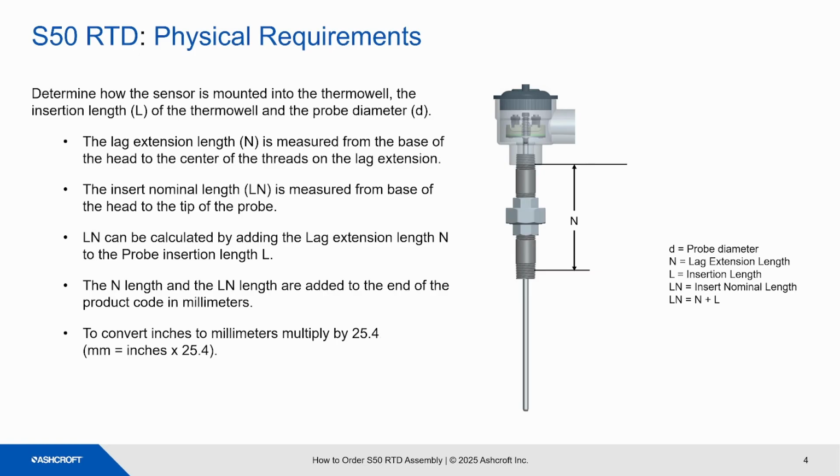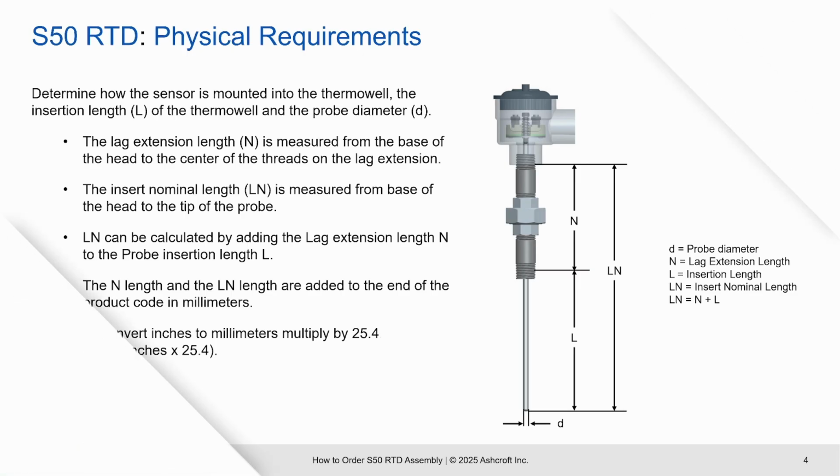The insert nominal length, which is labeled LN, is measured from the base of the head to the tip of the probe. The LN can be calculated by adding the lag extension length N to the probe insertion length L. The N length and the LN length are then added to the end of the product code in millimeters. Inches are converted to millimeters by multiplying by 25.4.